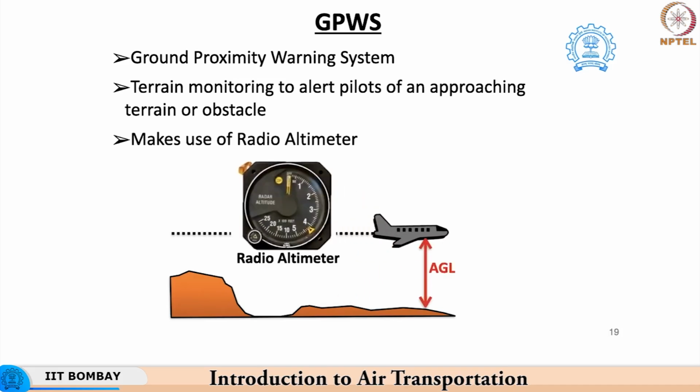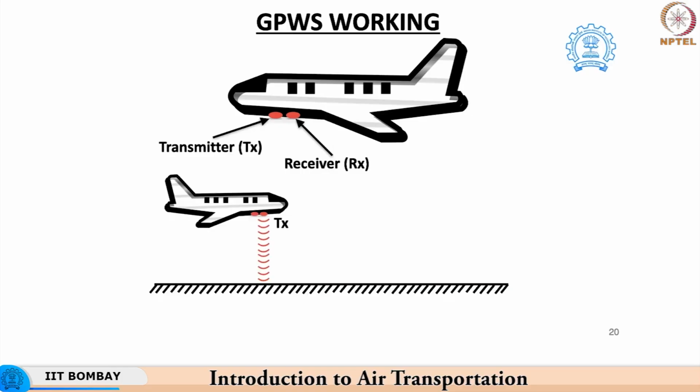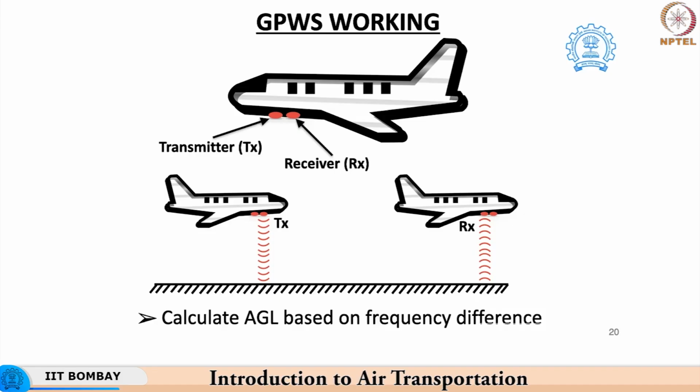In order to calculate the altitude of the aircraft with respect to the ground, it makes use of the radio altimeter. How this radio altimeter works is that it includes two antennas, a transmitter and a receiver antenna. First, the transmitter sends out its signal towards the ground. Subsequently, the receiver receives the signal that is reflected back from the ground. The overall distance, or the ground altitude, is calculated based on the frequency difference between the transmitted and the received signal.